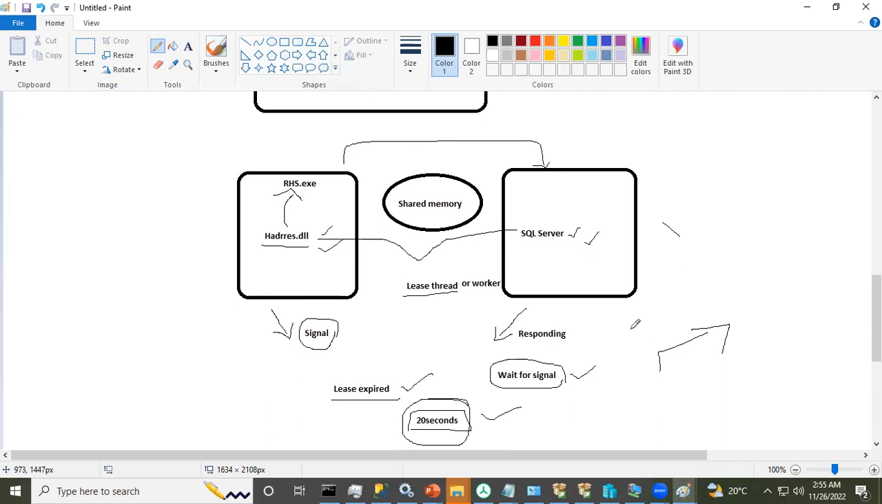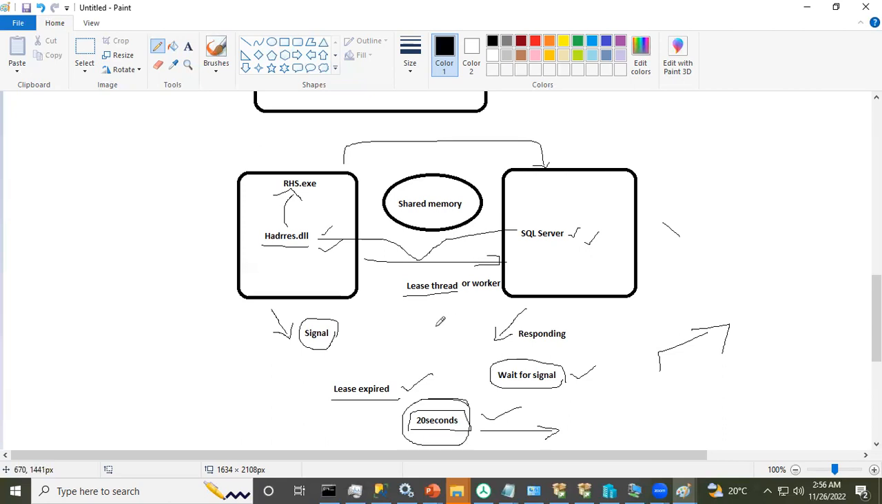expired, right? This 20 seconds, does it mean that it validates every 20 seconds? No, 20 seconds is the upper limit by default. I'm just considering the default configuration. This 20 seconds is the time limit when the lease is expired. But how does the validation happen? These two have to validate each other, right?